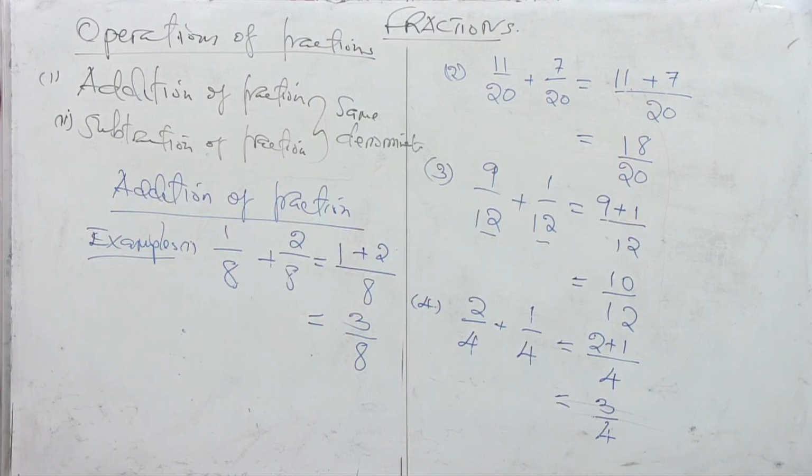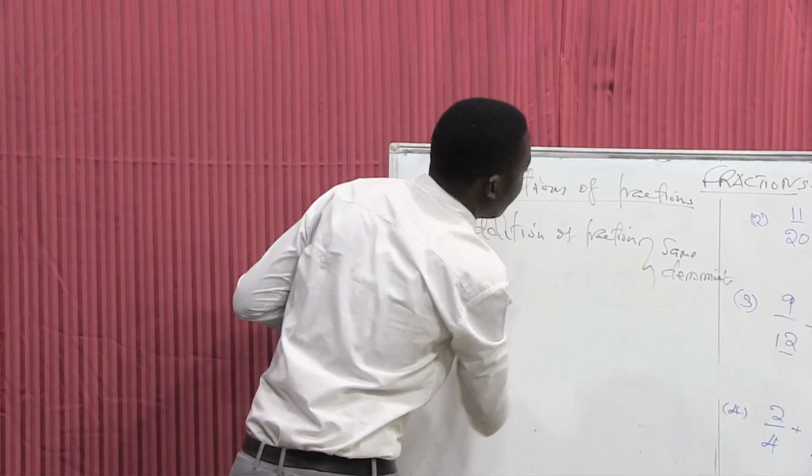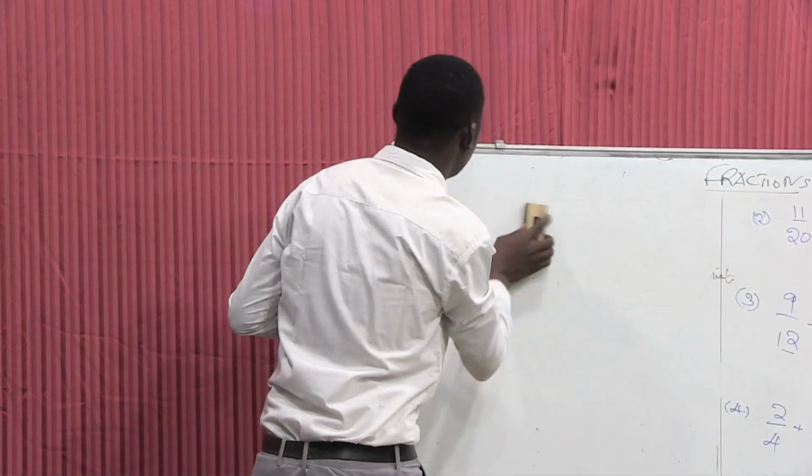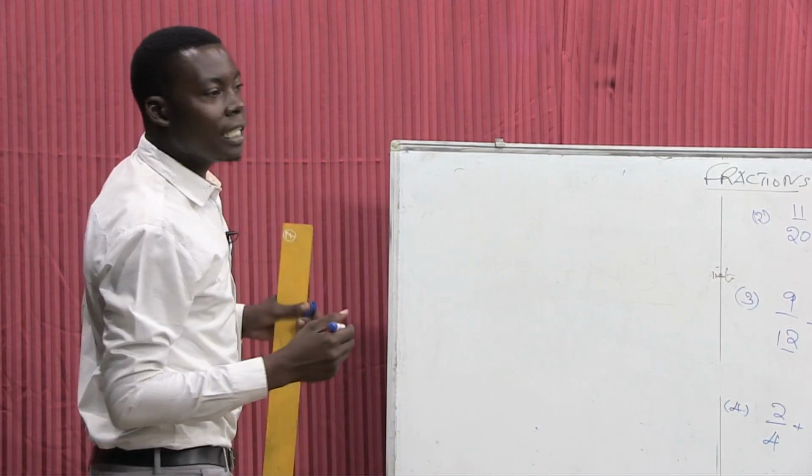You can add fractions with the same denominator, more than 2 or more than 3. But as long as they possess the same denominator, there is no problem. You add up the numerators, then you take a common denominator.